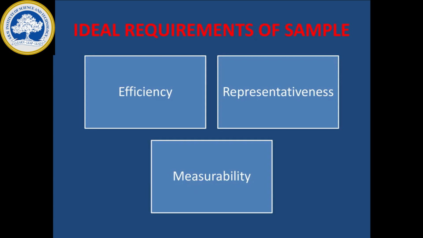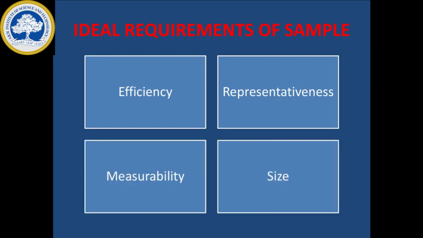Third is measurability. Measurability is nothing but that the design of the sample should be such that valid estimates of its variability can be made. That is, the investigator should be able to estimate the extent to which findings from the sample are likely to differ from the parent population. Measurability is very important in the study.